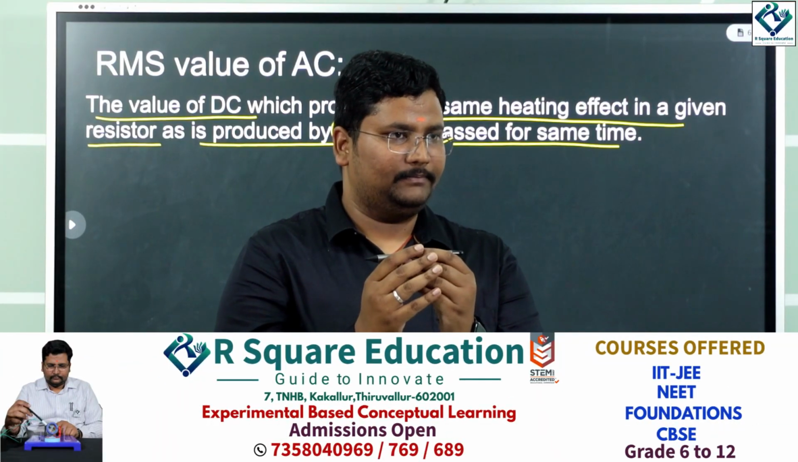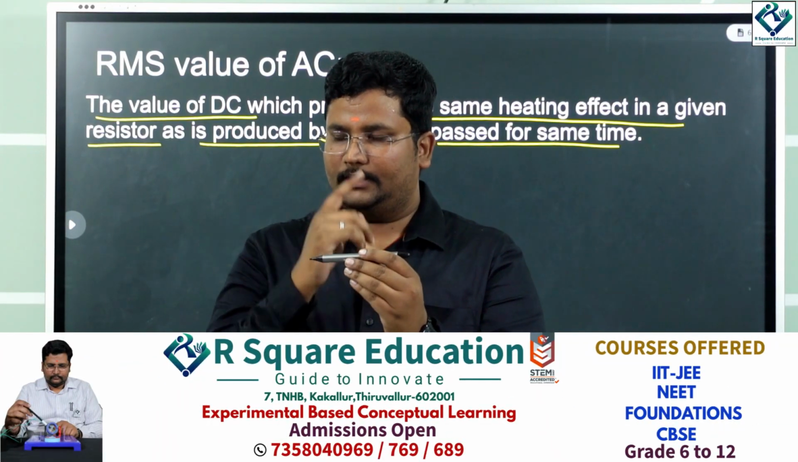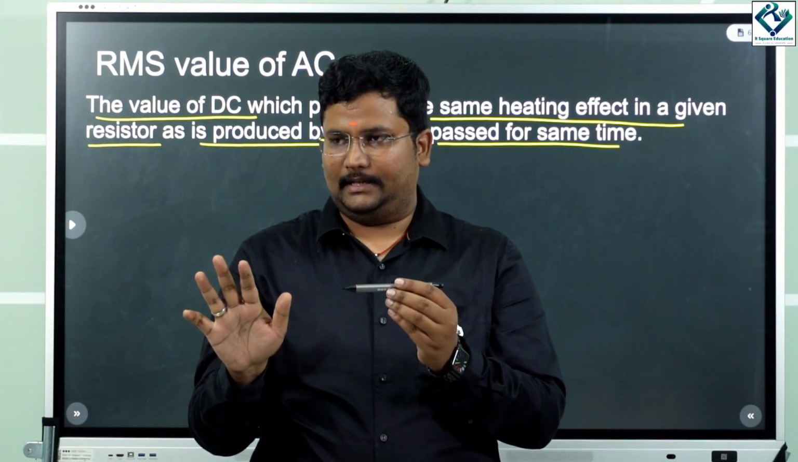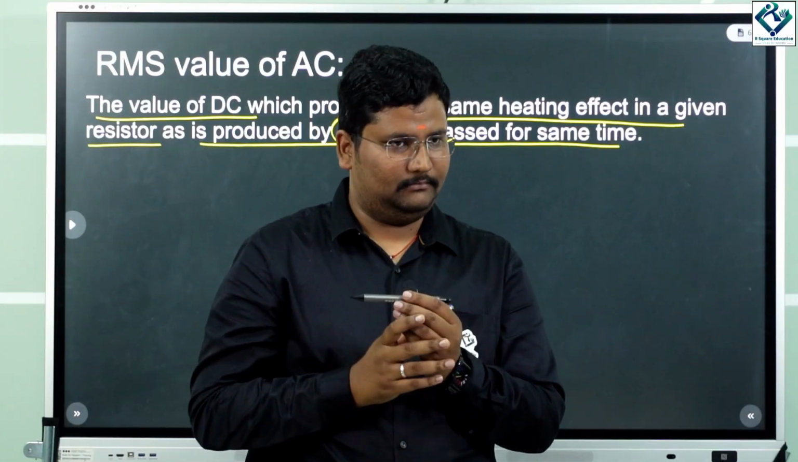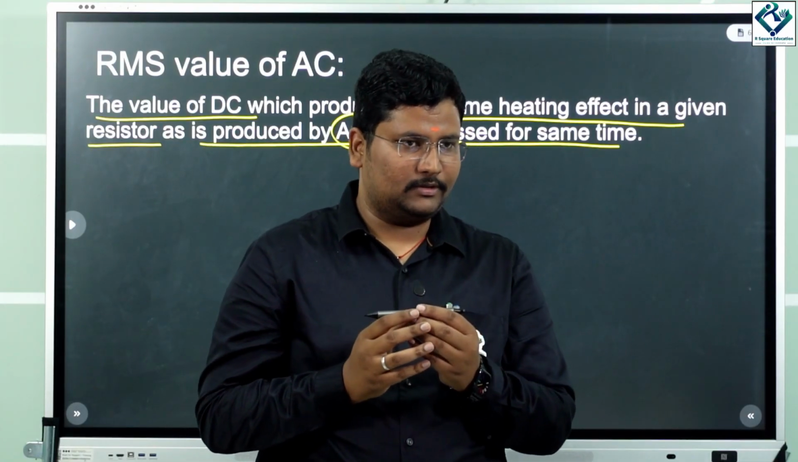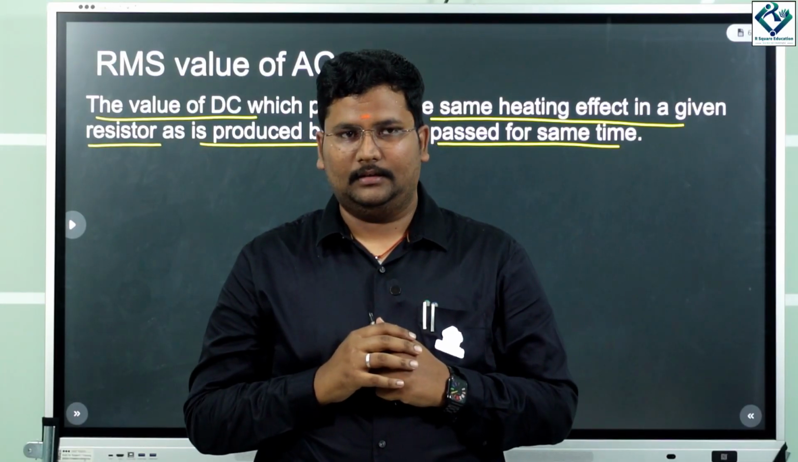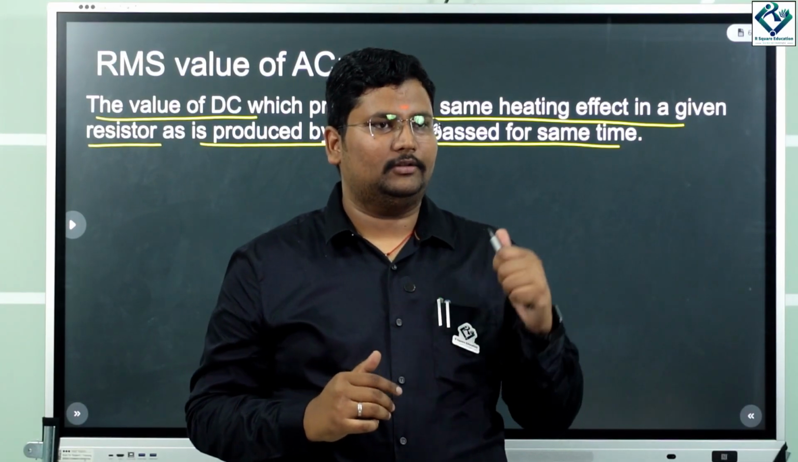So Joule's law of heating, right? There will be some amount of heat. And then again, for the same resistor, for the same time, I pass DC. Again some heat will be produced. So in these two cases the heat is the same. Based on that principle, we find the RMS value.